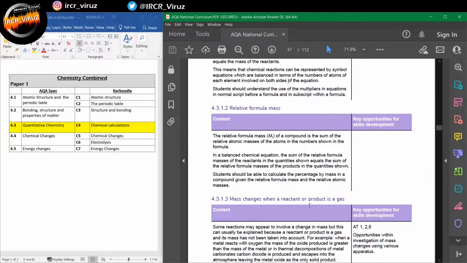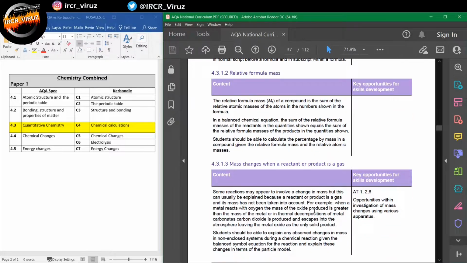So the relative atomic mass of oxygen is 16, the relative atomic mass of each hydrogen is 1. So when you join them together as a water molecule, the relative formula mass of the whole molecule is going to be 18. 16 from the oxygen and 2, which is 1 from each hydrogen atom that we have there, okay?